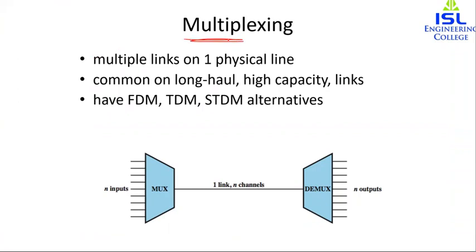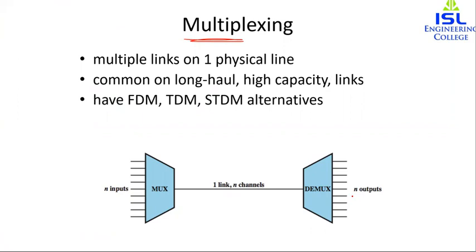So what is multiplexing? It allows several transmission sources to share a larger transmission capacity. Suppose we have n inputs, then one link is shared to transfer these n inputs. And whenever we demultiplex, we receive n outputs separately.